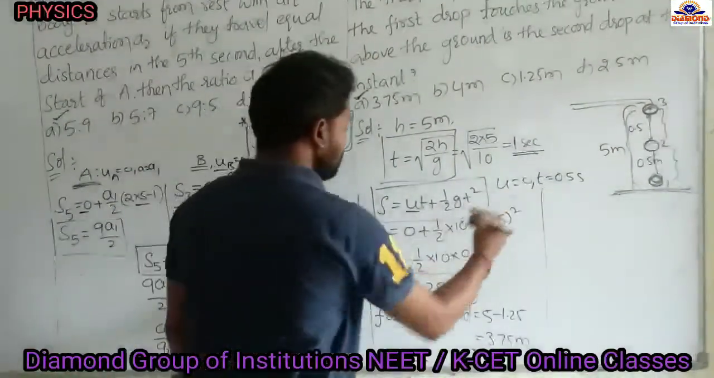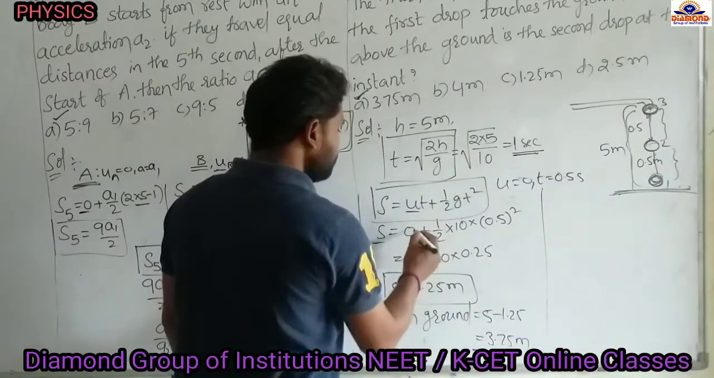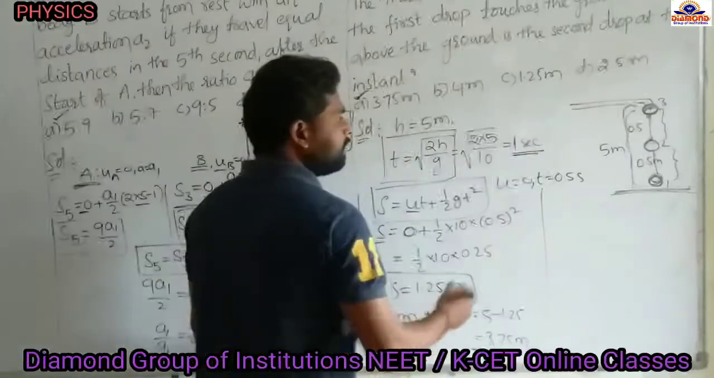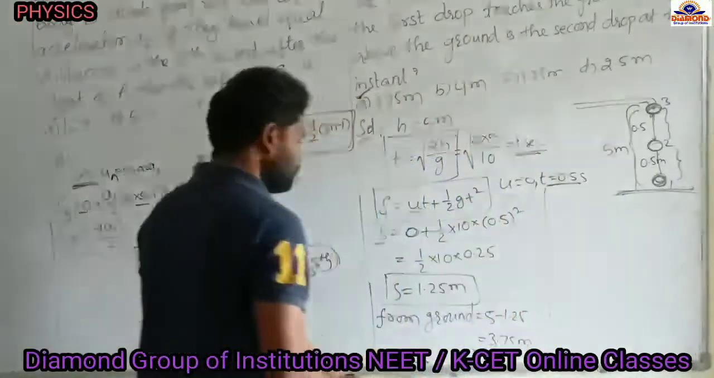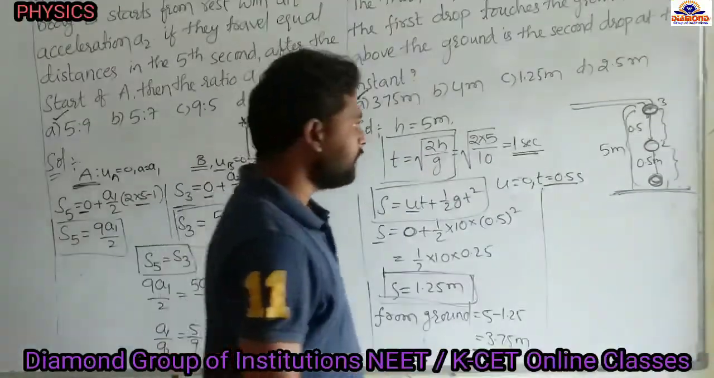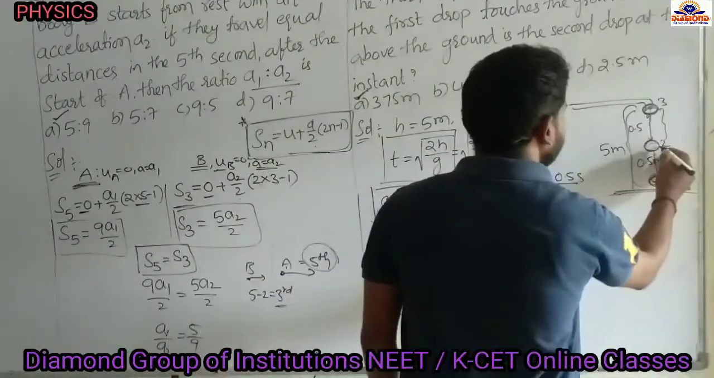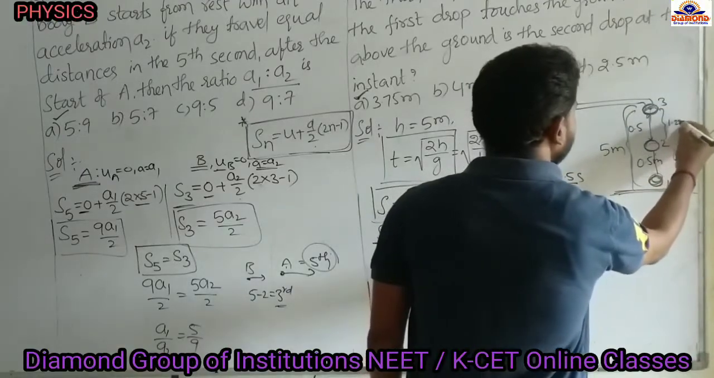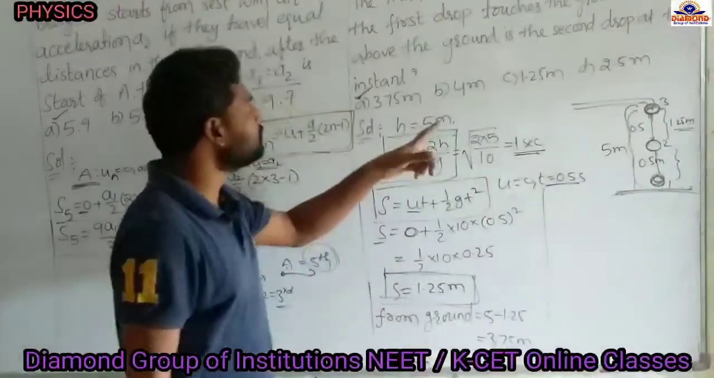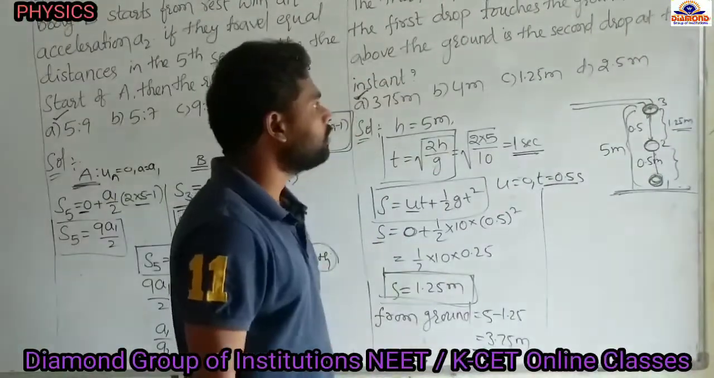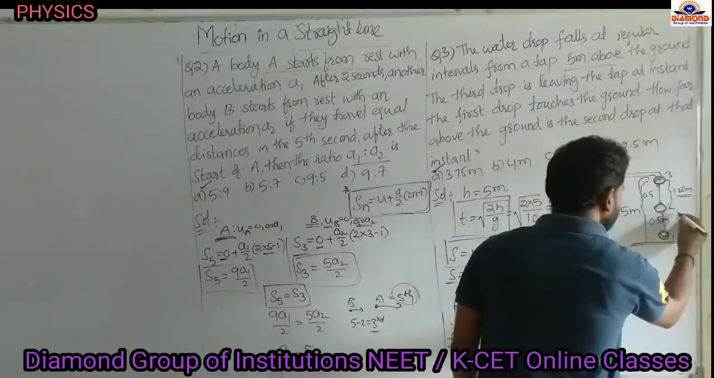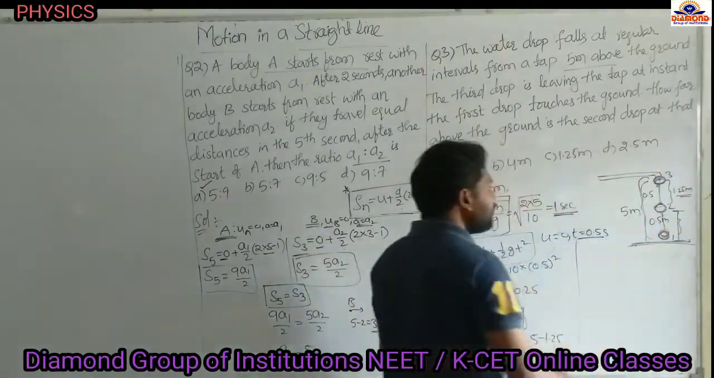So S equal to ut plus half at square. The u value is 0, initial velocity, plus half of g value is 10, and t square, t value is 0.5 whole square. Substitute and simplify, we will get S equal to 1.25 meters. That means the displacement of the second drop from the tap is 1.25 meters after 0.5 seconds. But they are asking how far above the ground is the second drop. So the displacement of the second drop from the ground they are asking. So total height is 5 meters.